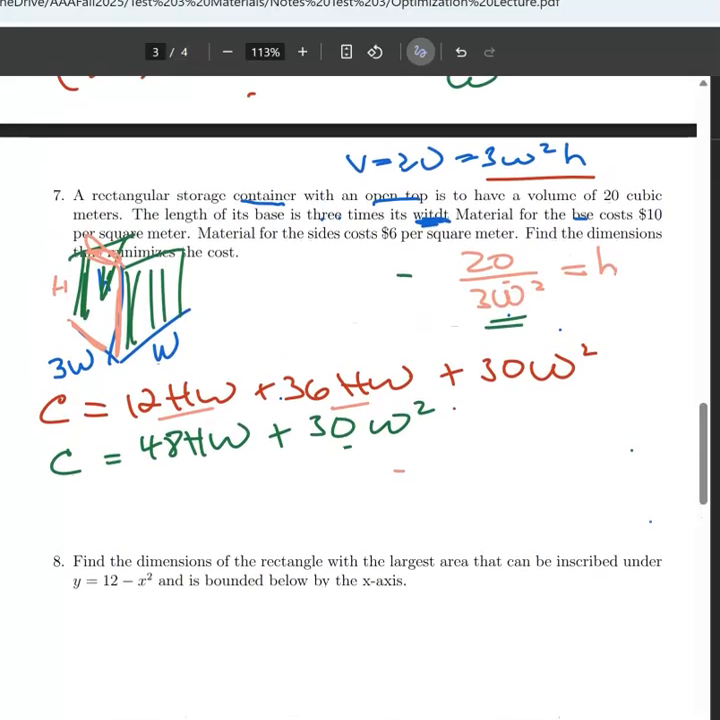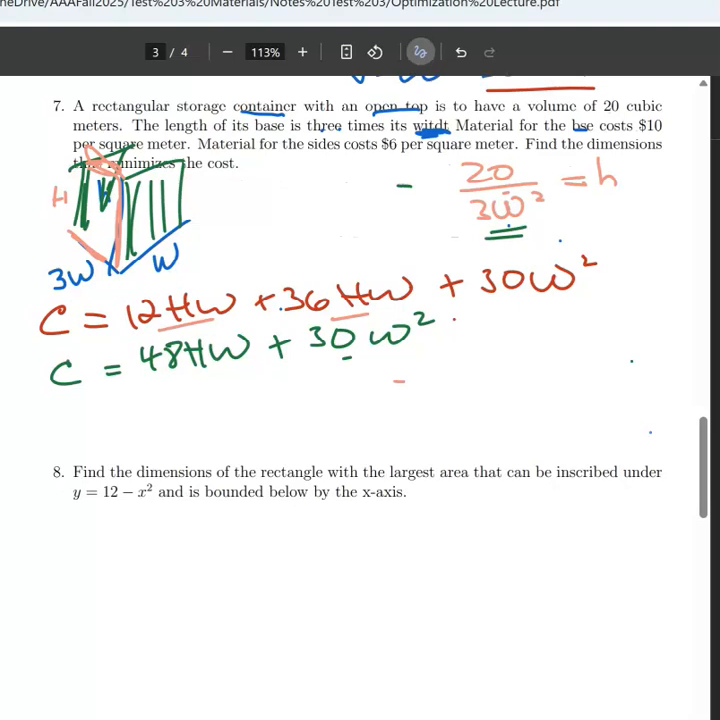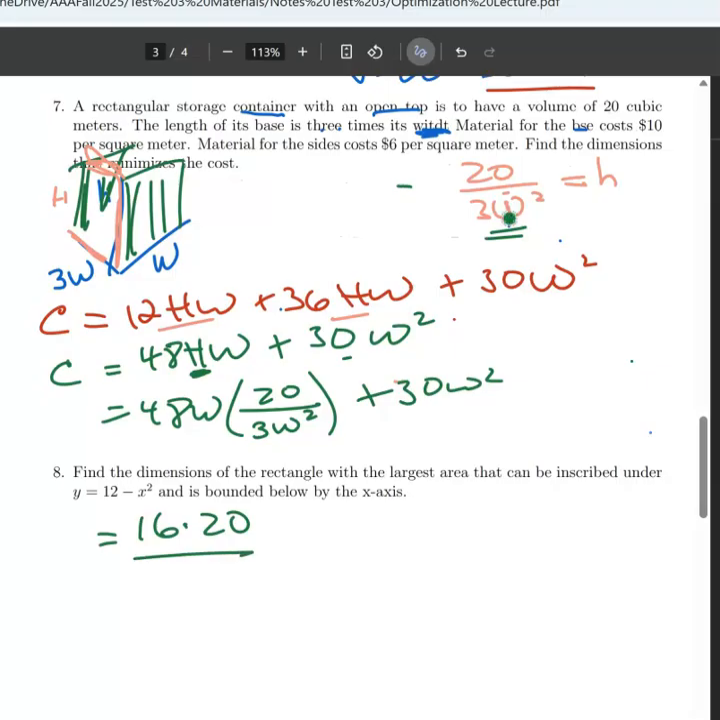Substitute this in. So that's 20 over 3W squared instead of H. I'd have 20 over 3W squared plus 30W squared. Okay, so let's see. We simplified it a little bit here. So I know 48 divided by 3 is 16. So I'd have 16 times 20 over W, right? And then plus 3W squared times 20. Okay, so 320. So let's go take the derivative.